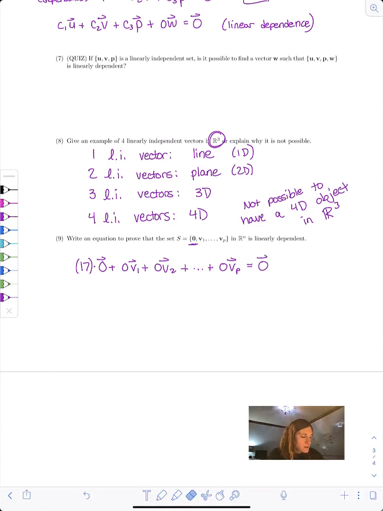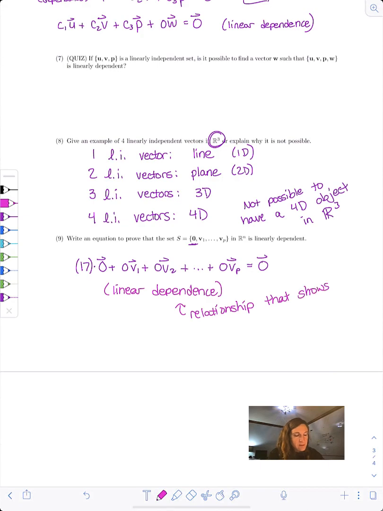And so this is, again, a linear dependence. A linear dependence is the relationship that shows a set of vectors is linearly dependent. You will always be able to find one. There might be more than one. In this case, we could do 15, we could do 5, we could do any number we want in front of that 0, or there might be a dependence even among the v1 through vp. So linear dependence is a relationship that shows that a set of vectors is linearly dependent.